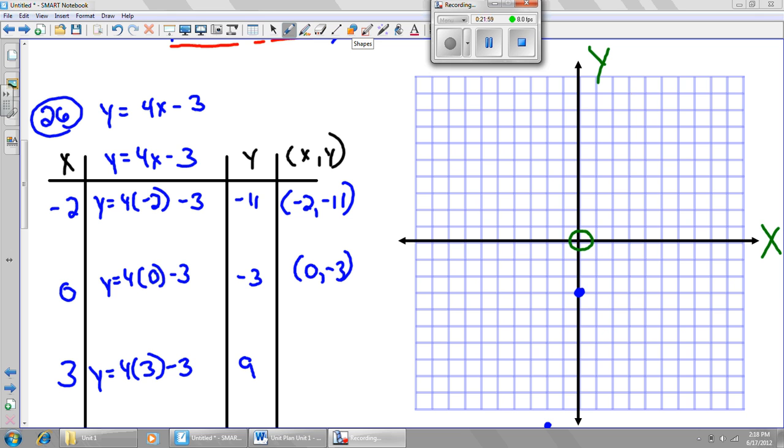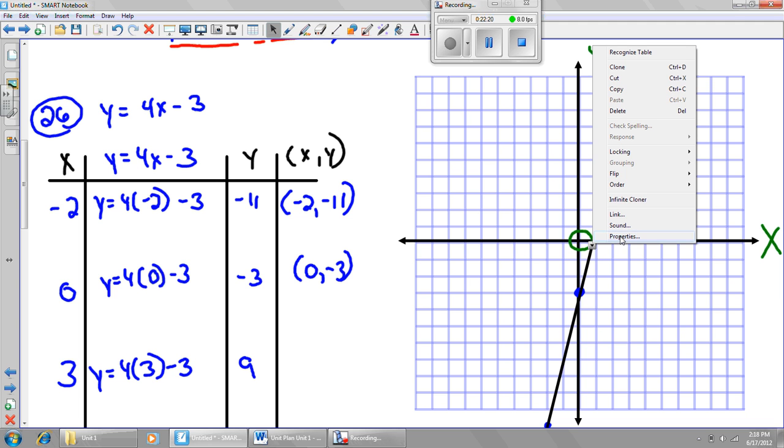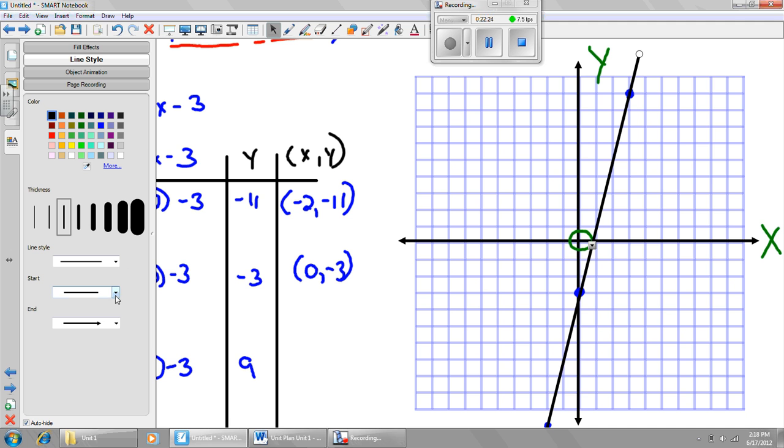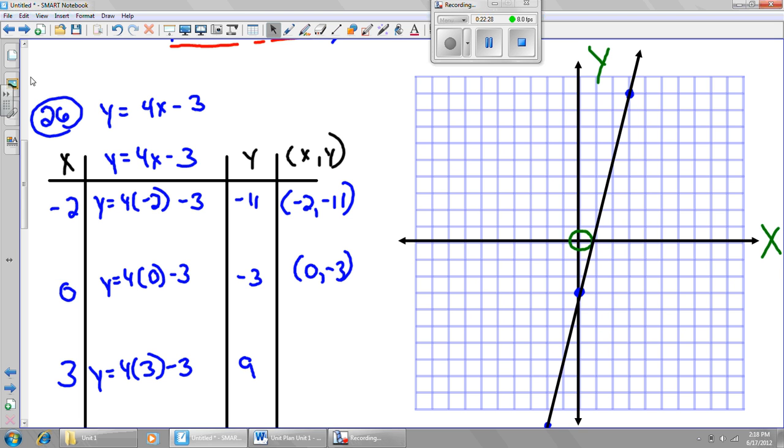Right there. And those 3 points should look like they're collinear, all on the same line. And even though I went off the graph, I'm still extending my line as much as possible. All right, make it go through the points. It does not stop at a point. Okay, so there we are. Good.